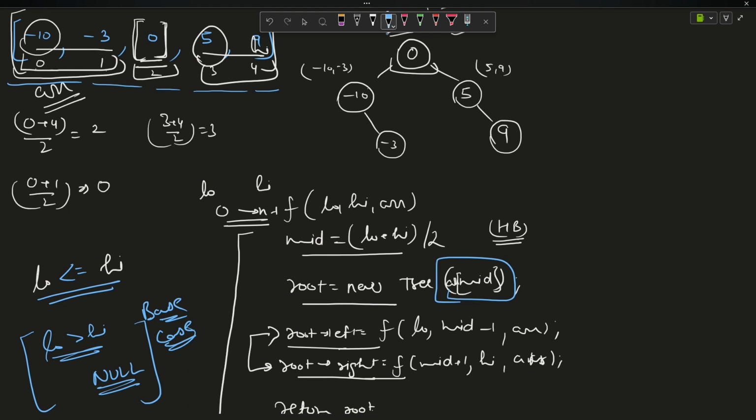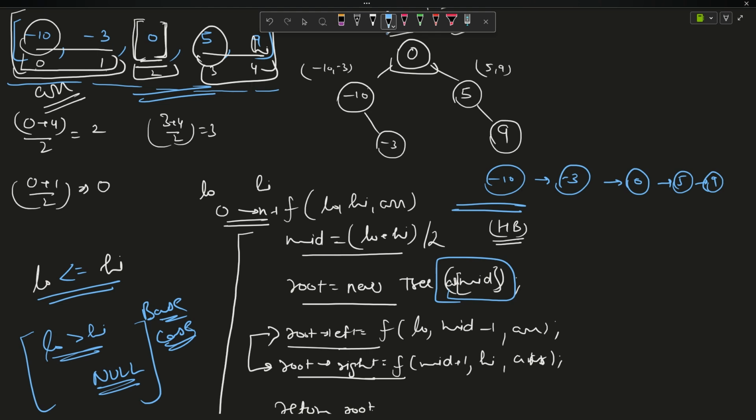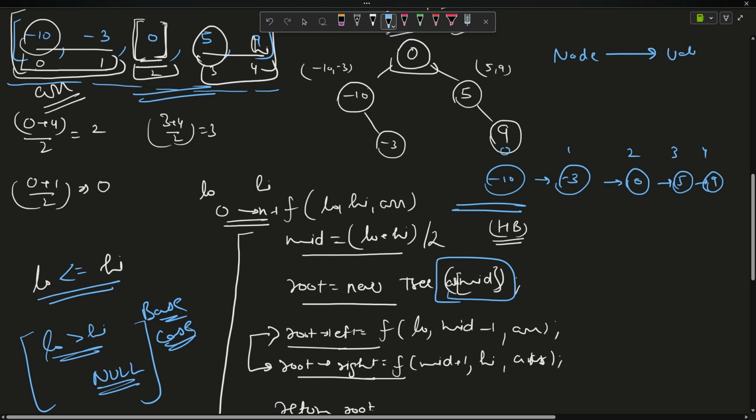If I write this as a linked list, that is minus 10 connected to minus 3, connected to 0, connected to 5, connected to 9, right? This is my array, and this is my linked list. The format is different, but the values are the same. Now, I want the mid value, that is, I want the 0 value. So if I try to index it somehow, 0, 1, 2, 3, 4, can I index it? Each node is actually mapped to a value which is its index.